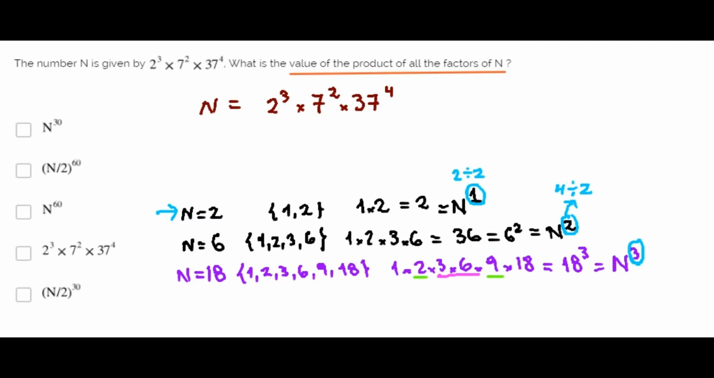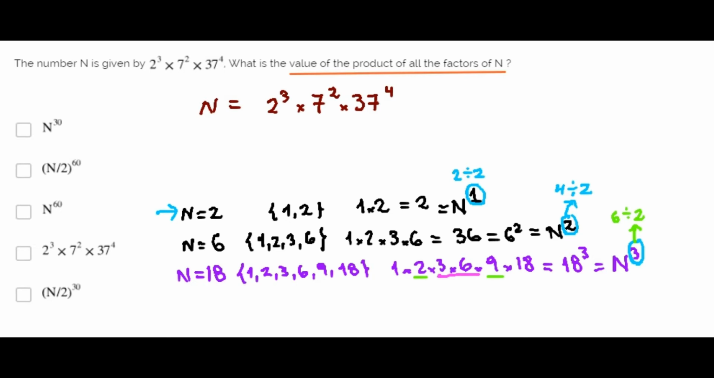When n is 18, it's kind of the same. 18 has 1, 2, 3, 4, 5, 6 factors. And here n is again raised to half the number of factors. So, that's the pattern. You always raise n to half the number of factors.